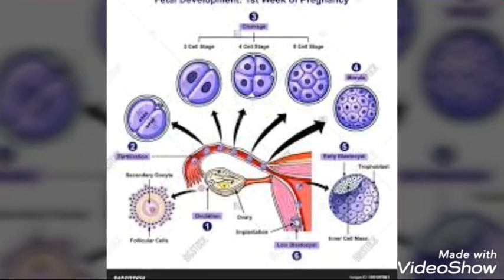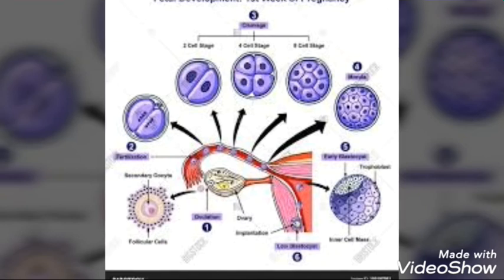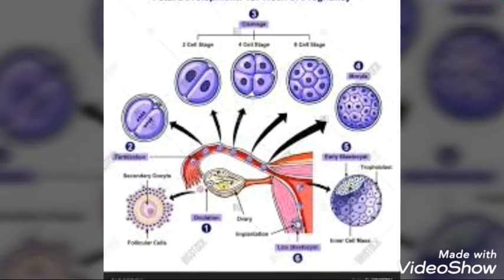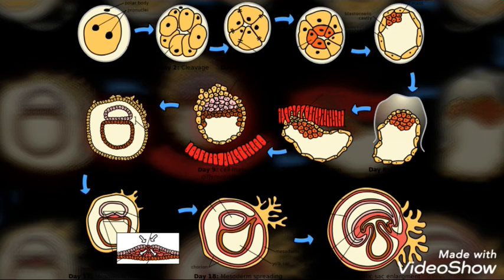The placenta produces hormones such as human chorionic gonadotropin (HCG), human placental lactogen (HPL), and relaxin. The ovary will be continuously producing estrogen and progesterone. These hormones are produced in women only during pregnancy by the placenta.